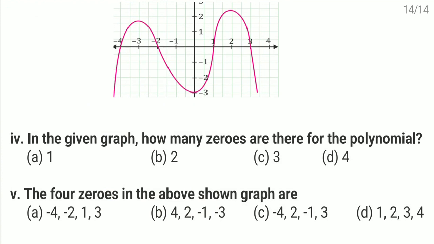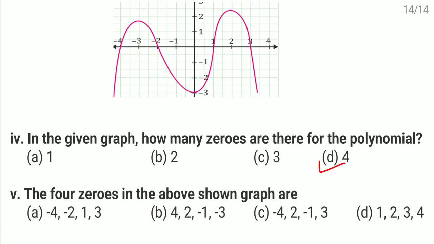In the given graph, how many zeros are there for the polynomial? Now look at this polynomial here. Actually, here this is 1, 0. This is the second one. This is the third one. This is the fourth one. Now this polynomial graph is intersecting the x-axis at 4 positions. Therefore, it has 4 zeros. Okay, so option D is the correct one.